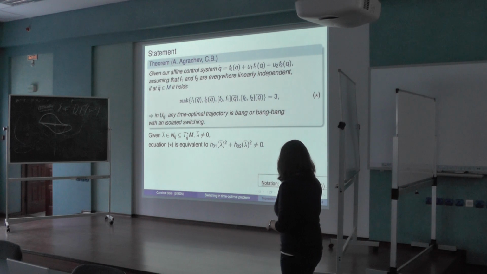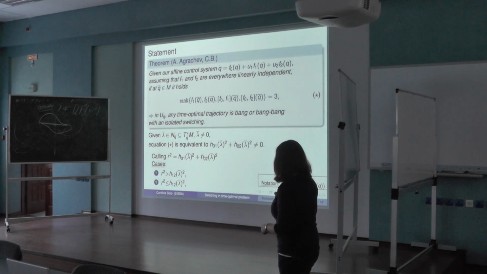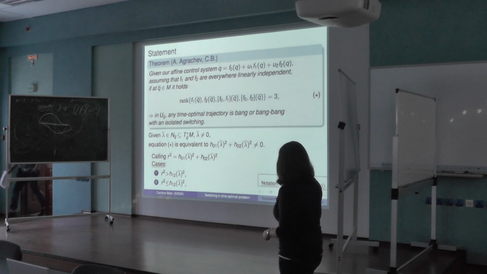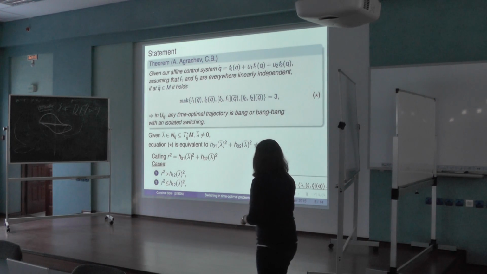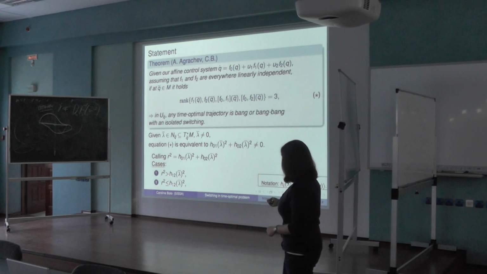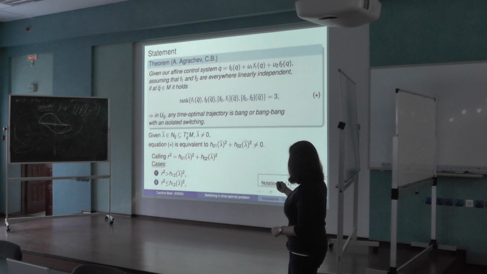Okay. And what else? If we consider this, we call it R squared. Let's notice that it depends on the vector fields. We can define this condition that depends only on how we choose the vector fields.